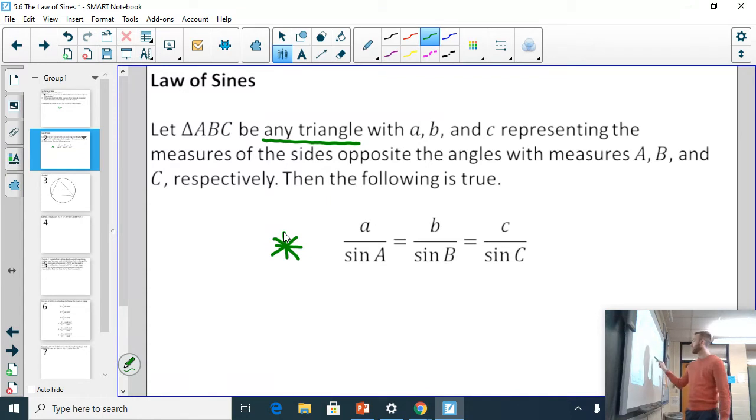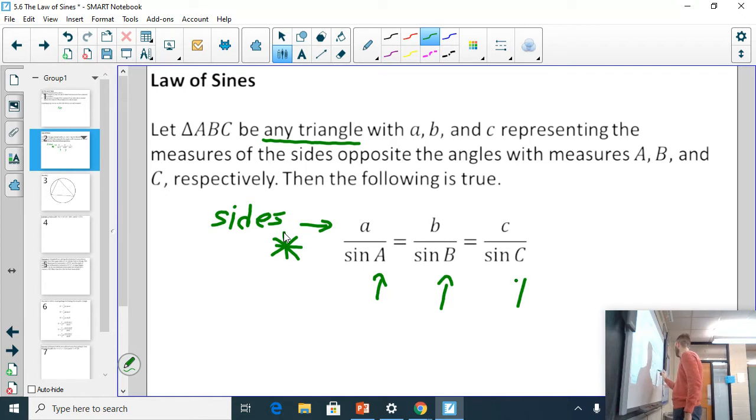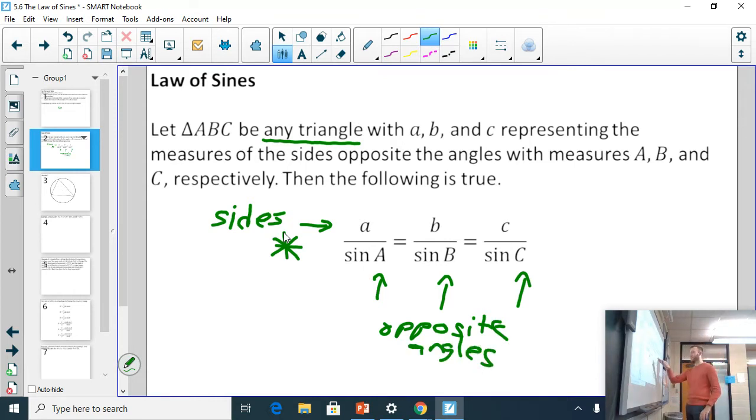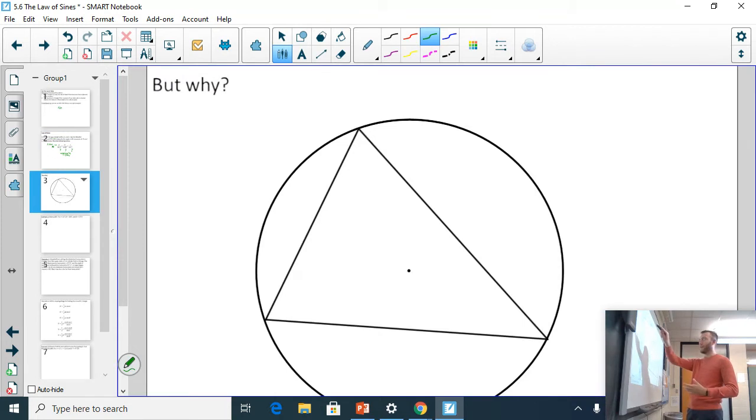And so we have a, b, and c, which are all sides of a triangle, and then each one of these are the opposite angles of those sides, right? And the sine of them. That's why it's called the law of sines. And we'll get into exactly why that is right now.